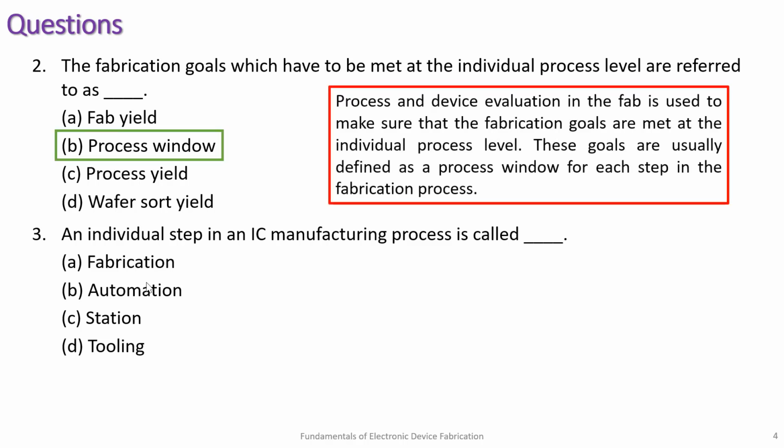So basically, in process and device evaluation, there will be a prescribed level that is allowable, whether it is thickness or defect concentration and so on. There will be an X to Y range, and anything outside that range will be considered defective. So I hope that's clear. We discussed it in the initial part of this class. So next, an individual step in the IC manufacturing process is called what? Station. Yes, it's very direct.